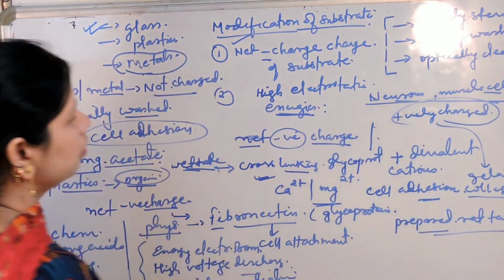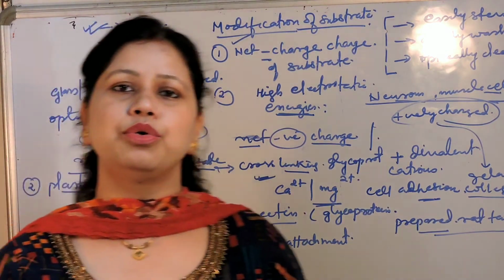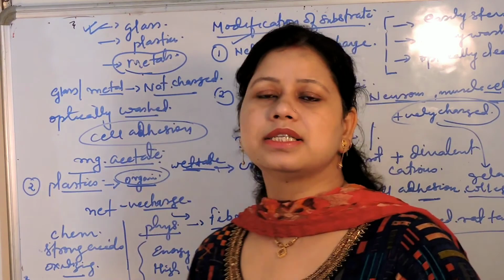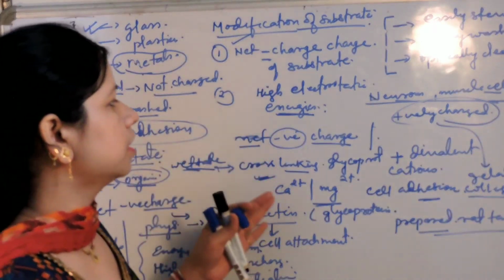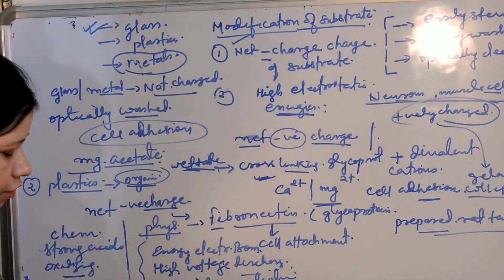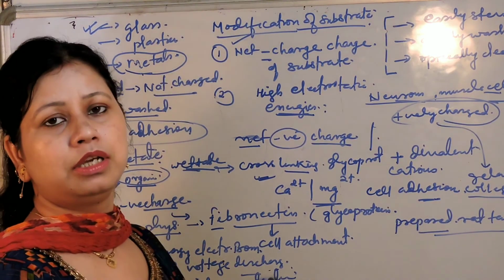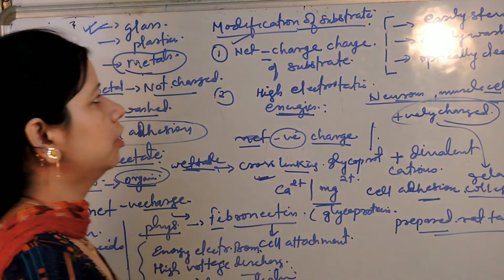So these are different types of modifications which are used to increase cell adhesion. If the surfaces are modified, then obviously the attachment and culturing of animal cells will become very easy and comfortable for us. So this is all about the modification of substrate.